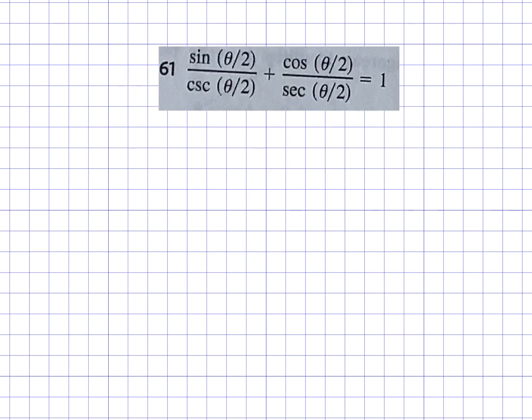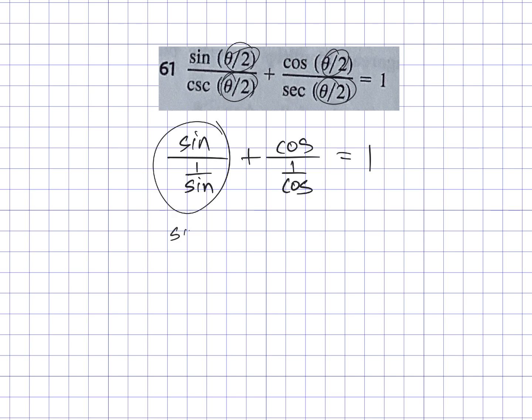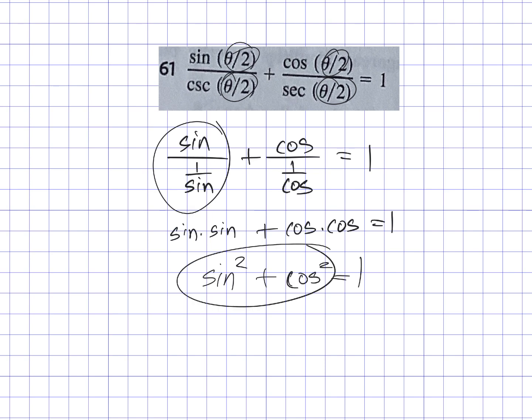61. Again, you're just doing the best you can. All of the thetas or the angles and everything are the same. So I'm just going to leave those off. So we have sine, and cosecant is the same thing as 1 over sine. And cosine over secant, secant is the same thing as 1 over cosine. Well, you have a fraction inside of a fraction. So you take the top times the reciprocal of the bottom, take the top times the reciprocal of the bottom, and what do we have? Sine squared plus cosine squared equals 1. And that's true. Sine squared plus cosine squared is 1. They match.